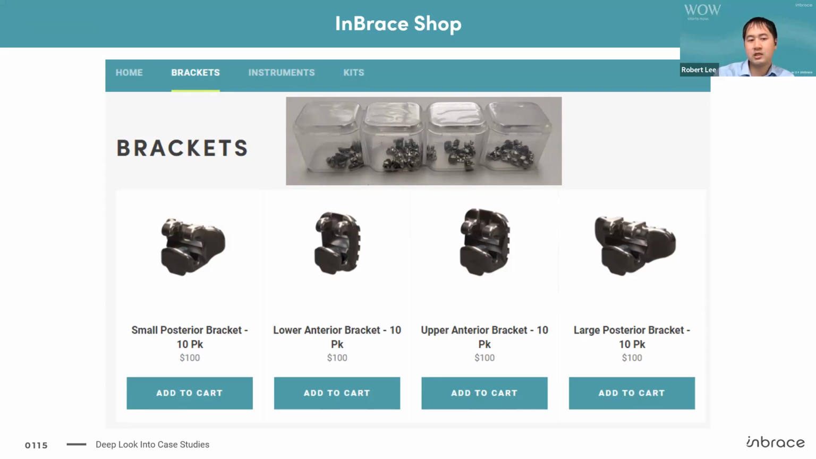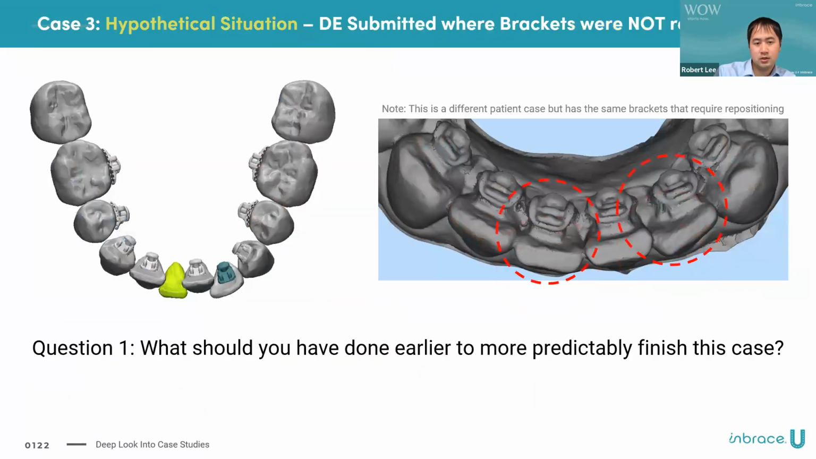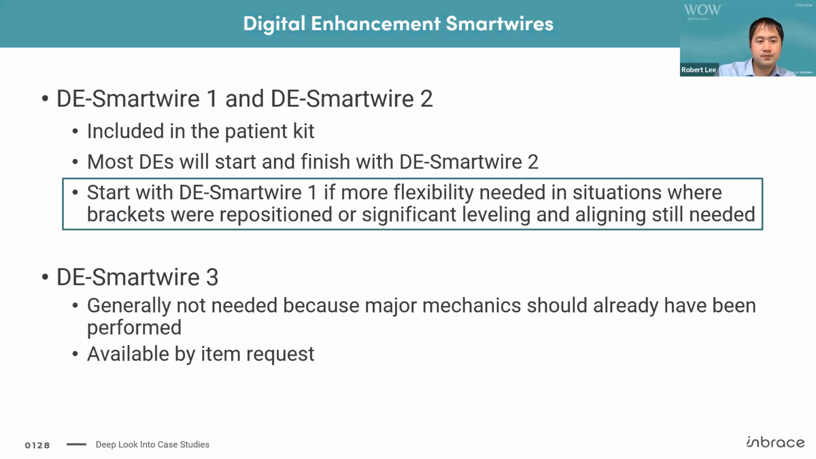We split it like this because small posterior sometimes goes on the upper 7s. So again, just make sure you're using the right bracket, because each one has a specific slot size, and it won't work. The Smartwire won't be able to engage if you put the wrong bracket on when you're direct bonding. Okay, so we're going to skip through this, and we're going to go to the 4th example.